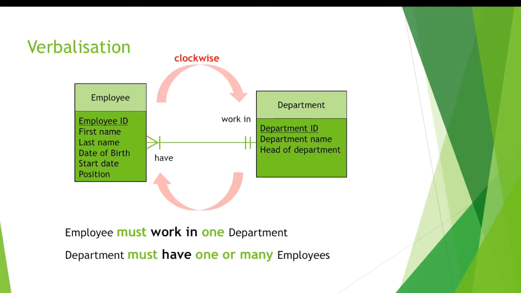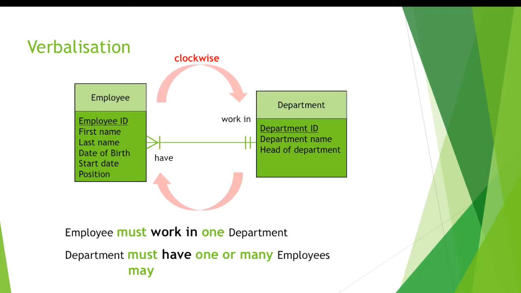So in our case, that would look like the following. Employee must work in one department, and department must have one or many employees. We could have also identified the relationship on the employee side as optional many, and then we would say department may have one or many employees, implying could also be zero, but that would imply that a department can exist with no employees assigned to it.